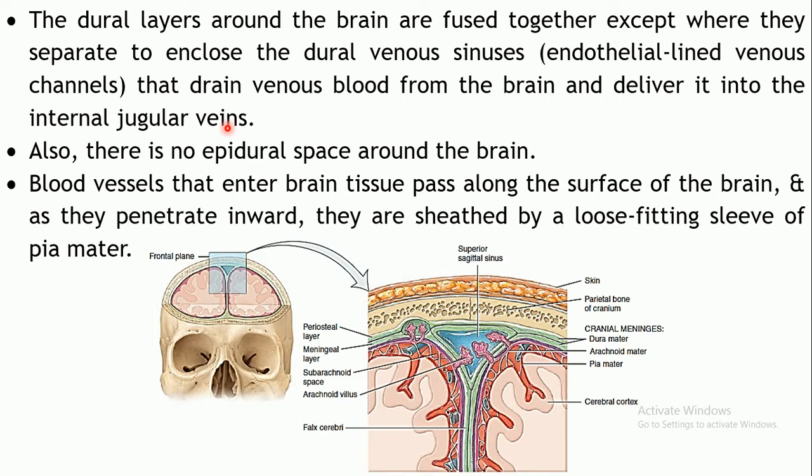There is one more difference, in that there is no epidural space around the brain. Remember the epidural space, that's the space in between the dura mater and the inner wall of the vertebra. But do you find such a space over here outside the dura mater? No. It's totally fused with the cranium, right? So there is no space in between over here. So that's one more difference.